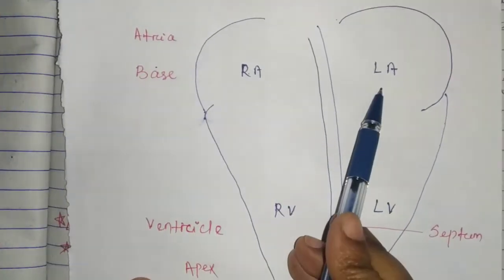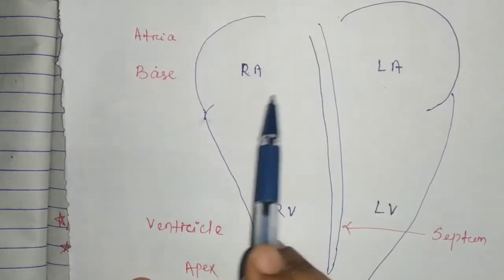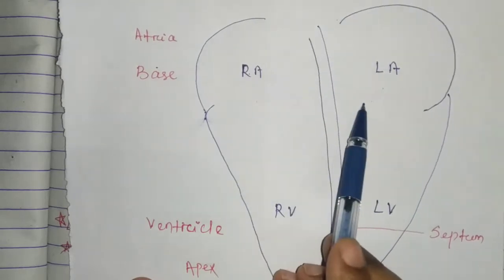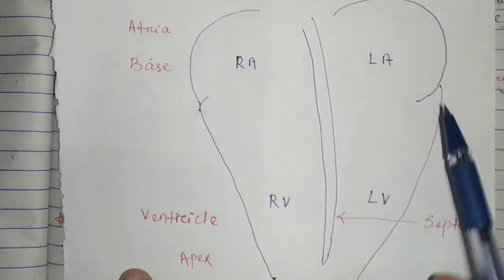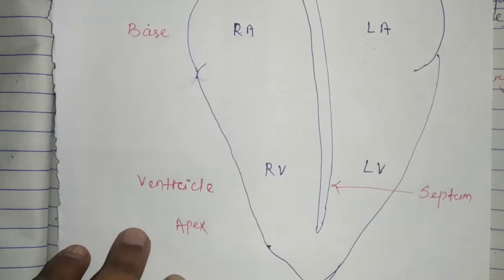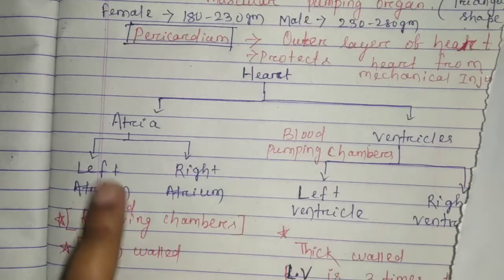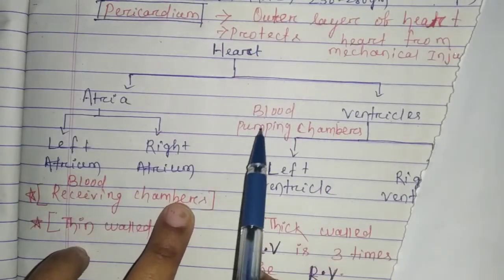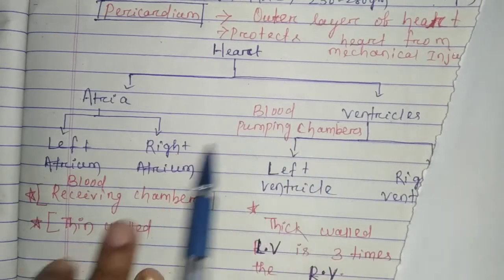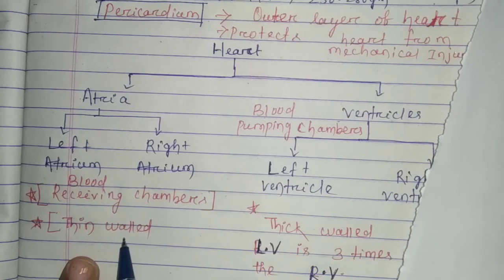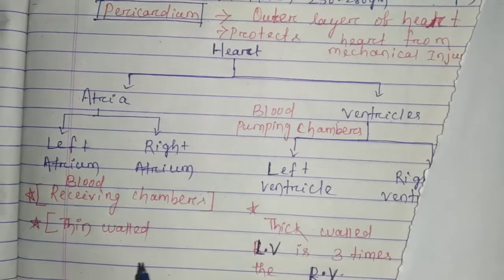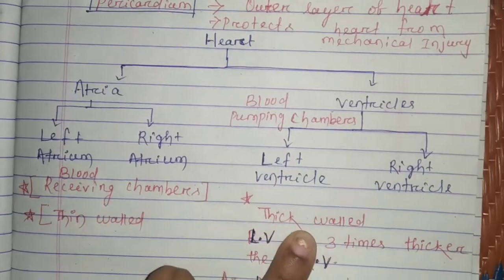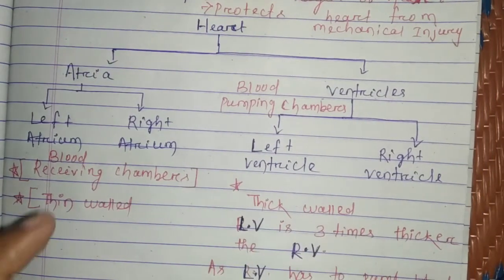The two auricles or two atria are the receiving chambers, they receive the blood, whereas the two ventricles pump the blood. So the atria are blood receiving chambers, whereas the ventricles are blood pumping chambers. Atria are thin walled because they just have to receive the blood, but ventricles are thick walled because they have to pump the blood outside.